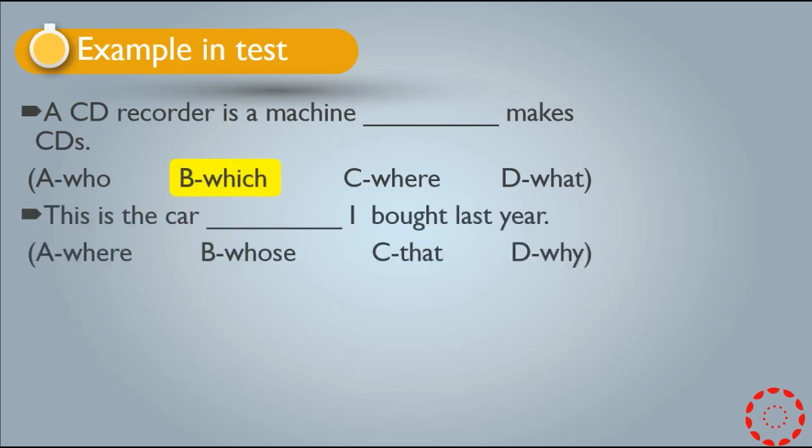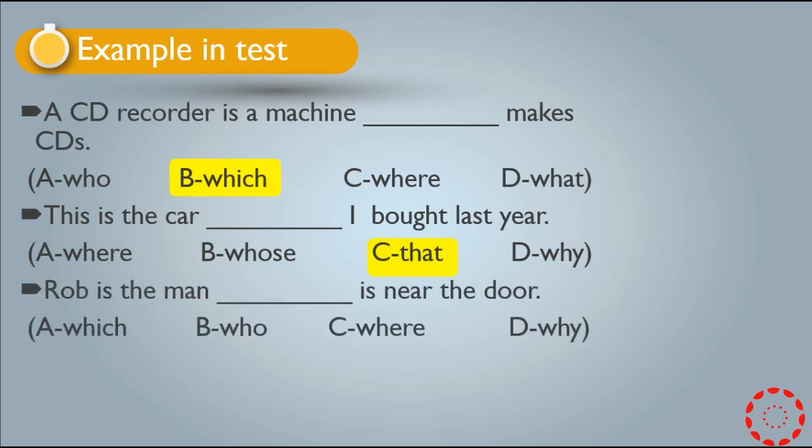And this is the car. So which one is correct? Where? No. Whose? No. Who or that? There is no which option, and as I mentioned before, that is also correct. So you can say, this is the car that I bought last year.